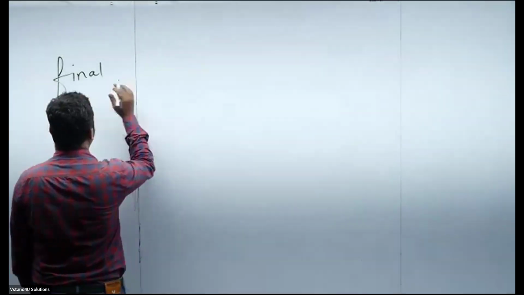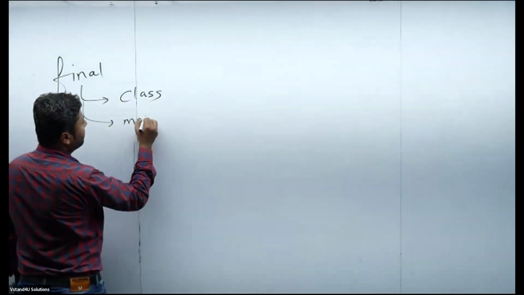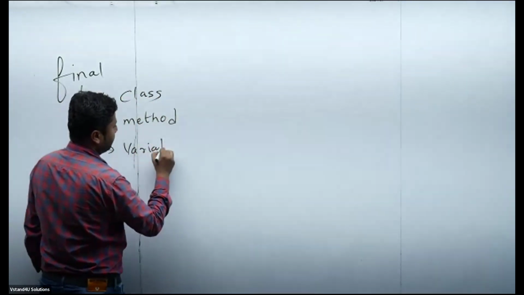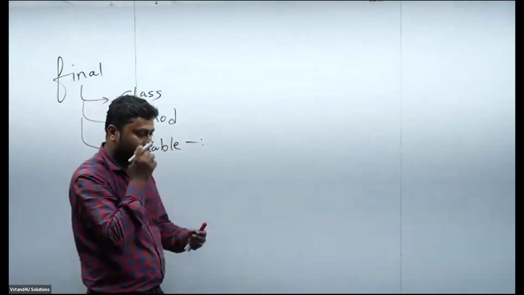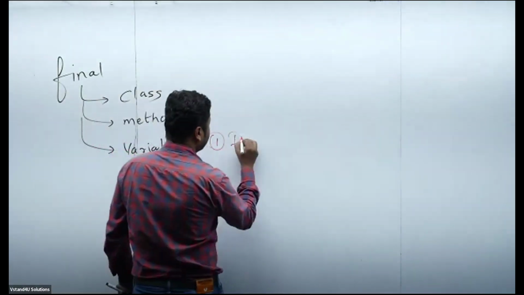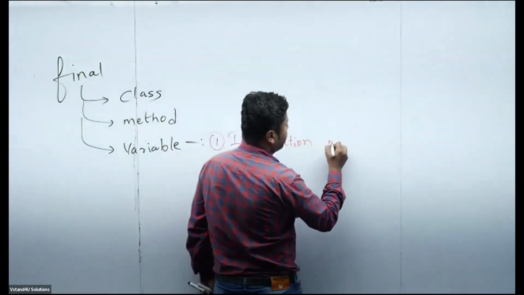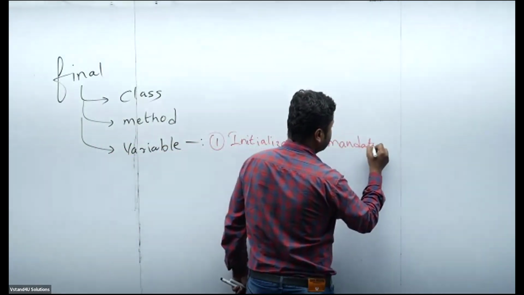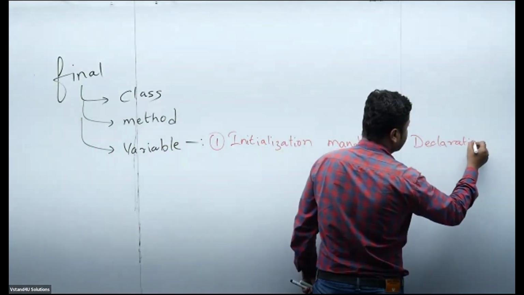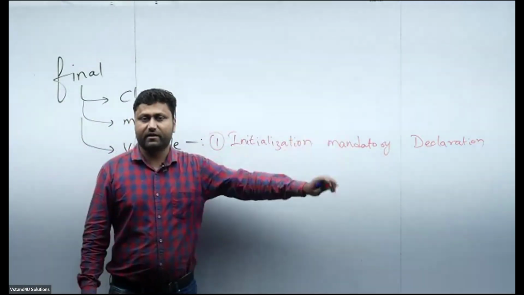Moving forward, final is a keyword applicable at class level, method level, and variable level. If a variable is marked as final, then initialization is mandatory during declaration. Initialization of the variable is mandatory during the declaration of the variable.